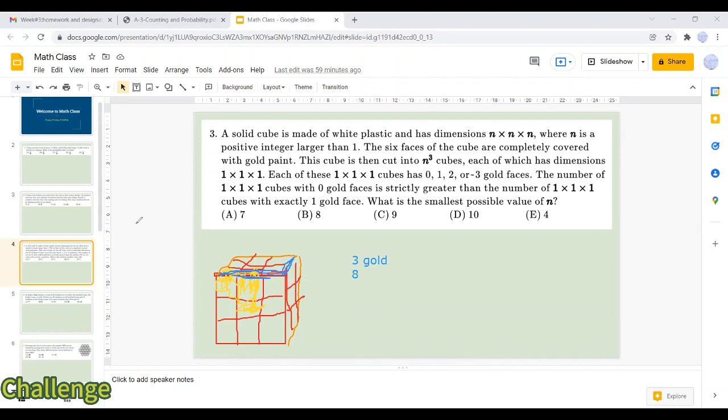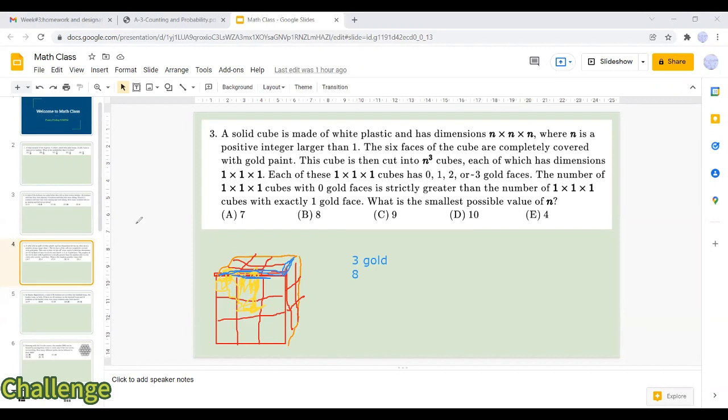So it's going to be, the amount of cubes that have two gold faces on them are 12 times n minus 2. And for the amount of cubes that have one piece of gold on them, this is where it starts to get scuffed. There's 6 faces of the cube, right? So there's going to be 6 middle pieces, or just cubes that have one face of gold on them.